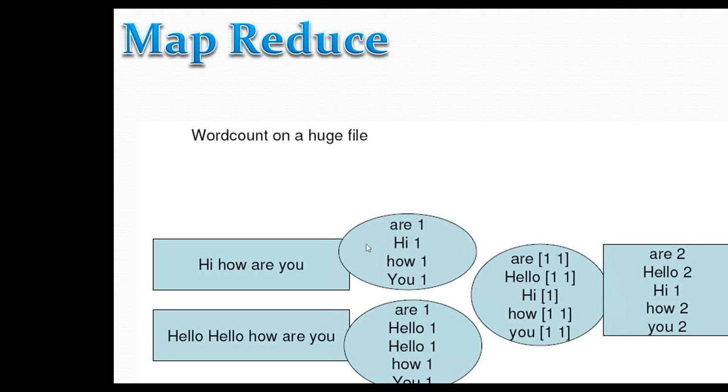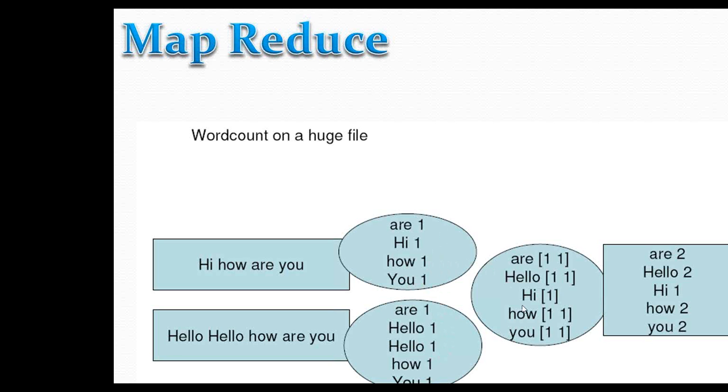So for the first level of mapping operations, you are getting "hi, how are you?" For this line, you are getting "are" presented as 1, "hi" as 1, "how" as 1, and "you" as 1. So this is the first level of operations that's called mapping.